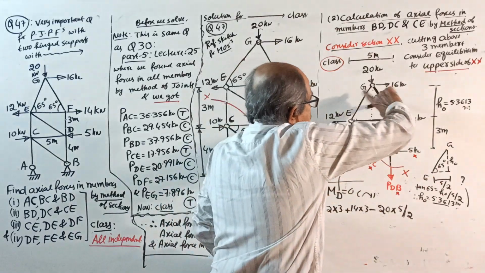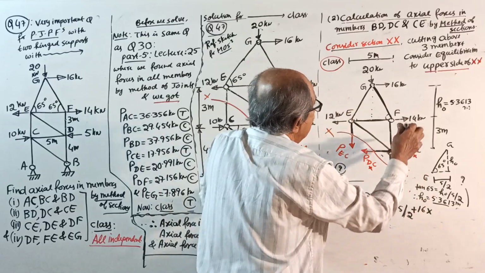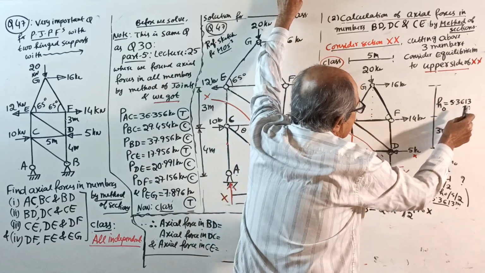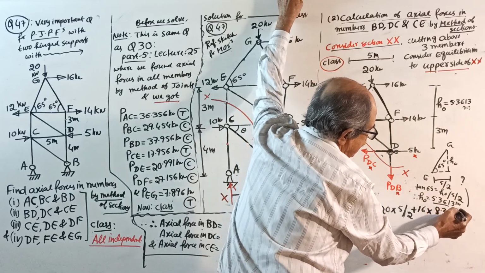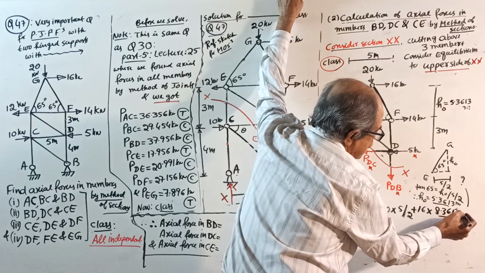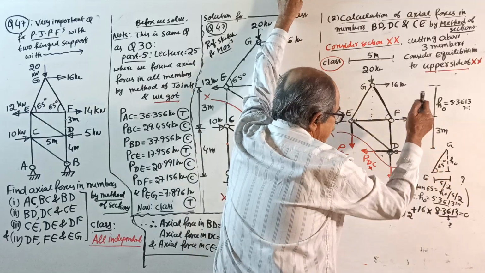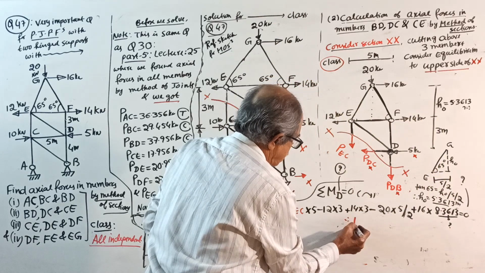So, therefore, plus 16 into, see, about this point, 5.3613 plus 3 is 8.3613, equal to 0. Question mark means you write here what? 3 plus that one. Therefore, you get the value of which one?